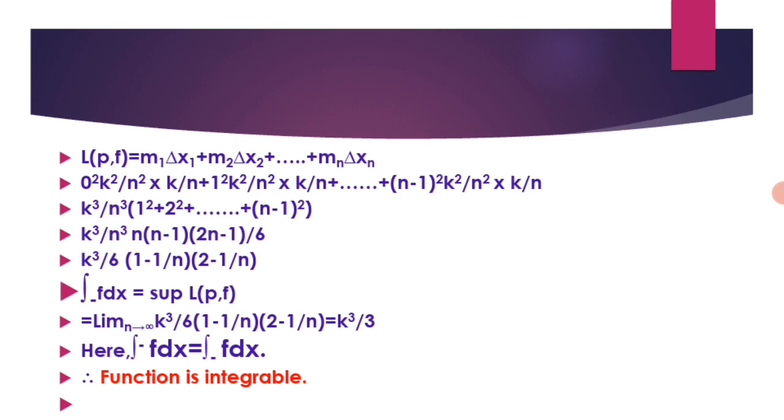So let's calculate the lower integral value. The lower integral equals the supremum of the lower sum, which equals the limit as n tends to infinity of k cube by 6 of 1 minus 1 by n into 2 minus 1 by n. So in the limiting case, 1 by n tends to 0, then the 1 and 2 values remain. Then we have the total value of this lower integral as k cube by 3.